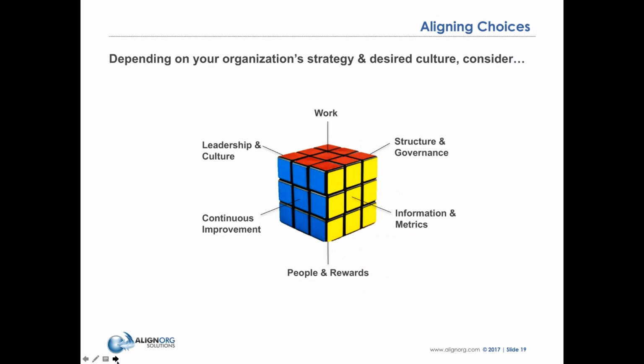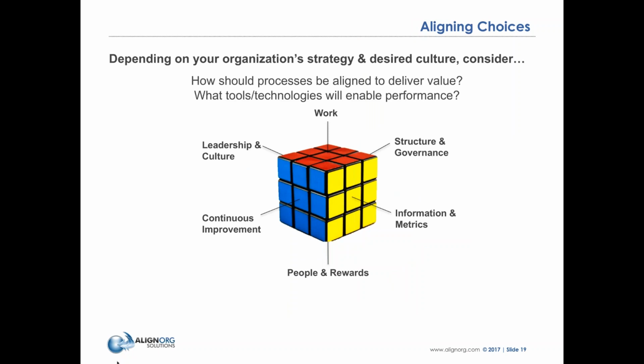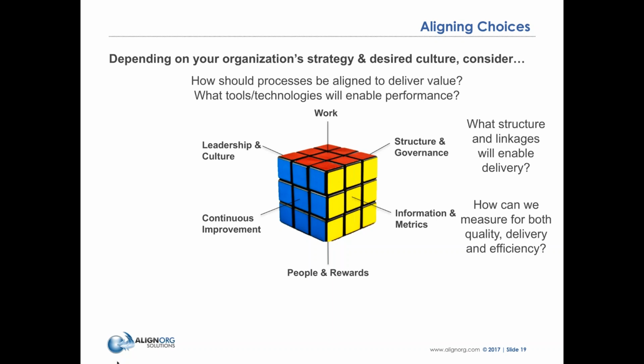Now, I know some are probably asking, well, what really falls in each of these 6 sides of the cube? I'm going to very quickly highlight the core questions that we're trying to answer in each, because these are the kinds of questions that, as I look to the design situations our clients are confronted with, we are trying to answer, such as from a work perspective, how should processes be aligned to deliver value? What tools and techniques are going to enable that performance? What structure and linkages will enable delivery? How can we measure quality and quantity?